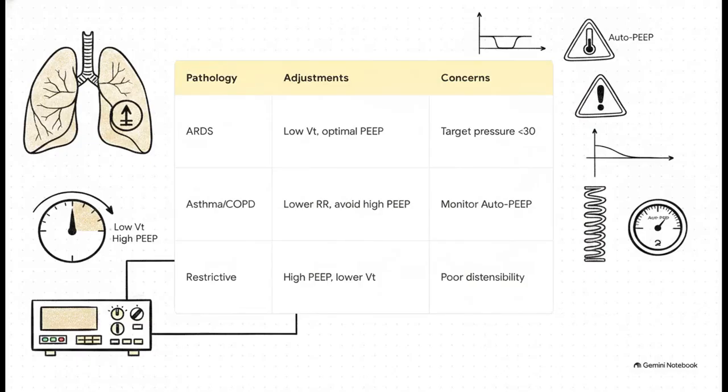So, this summary table kind of brings the whole shebang together. It clearly shows that every single dial adjustment absolutely must be tailored to the specific pulmonary pathology you're fighting. ARDS requires strict, low tidal volumes. Obstructive diseases demand prolonged expiratory times. Restrictive lung diseases often need higher PEEP to overcome poor distensibility. There is simply no one-size-fits-all ventilator setting.